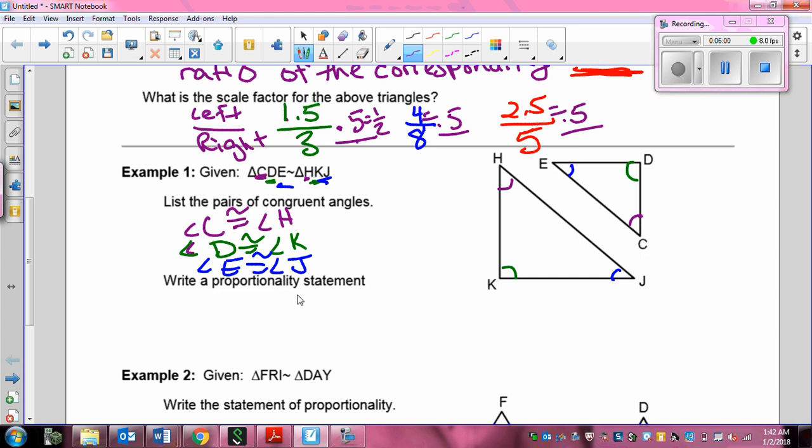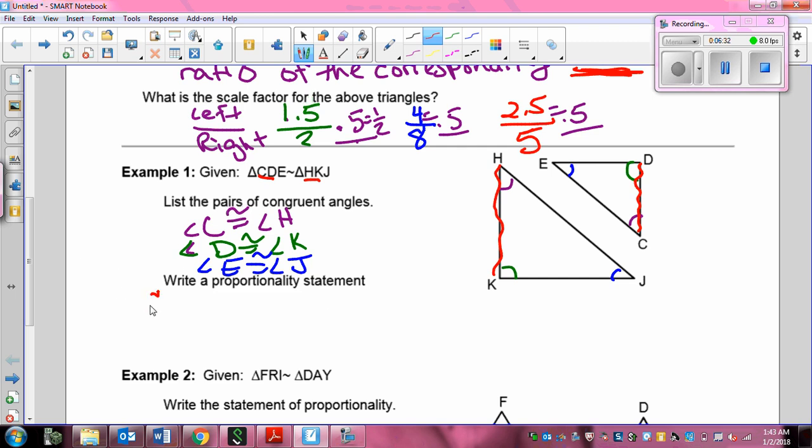Write a proportionality statement. I don't even have to look at this. All I have to do is look at my similarity statement. Remember that the order matters. So I know that I need a proportionality statement, that's going to be a ratio. And I know that my first two letters, CD, is a side length, right? This side length, CD, is not going to be equal to this one, HK. These two are not equal. In fact, CD looks a lot smaller than HK.